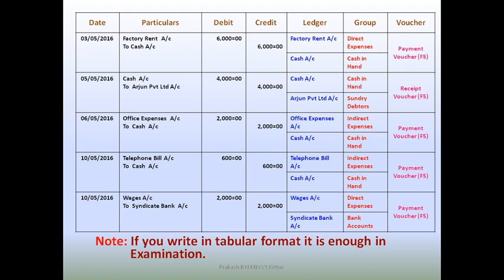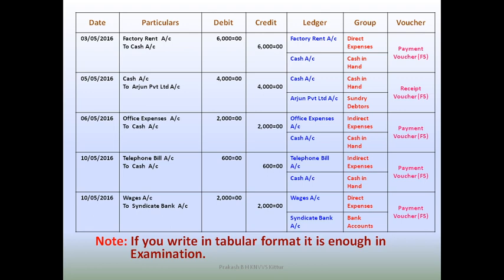He purchased the goods on credit, or we sold the goods to Arjun Private Limited on credit. So here, Arjun Private Limited is the sundry debtor. A receipt voucher is passed, because we received the amount from Arjun Private Limited. So a receipt voucher is passed.